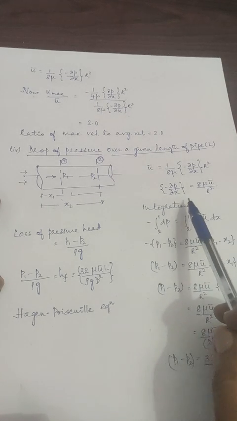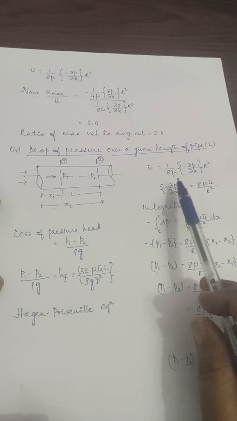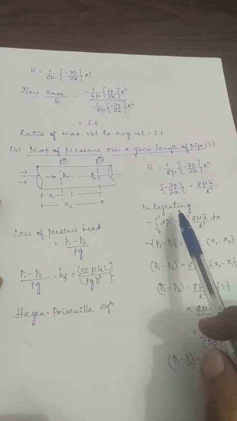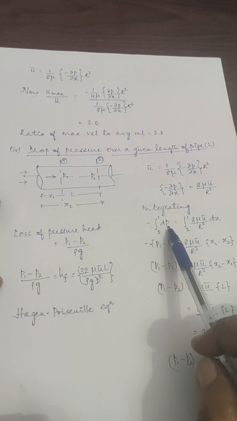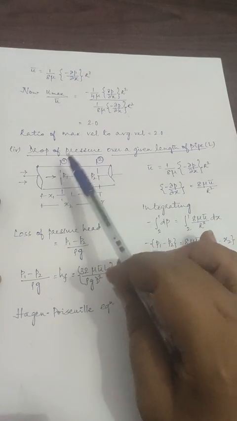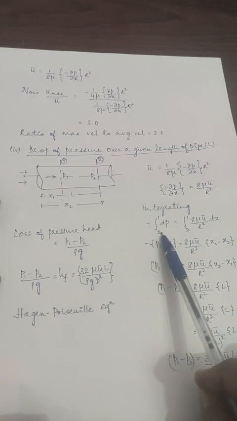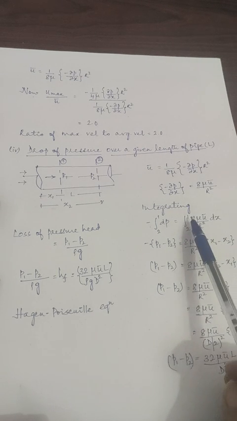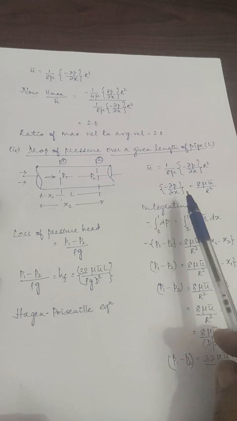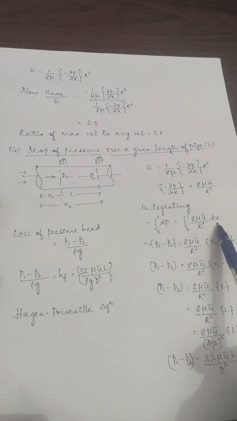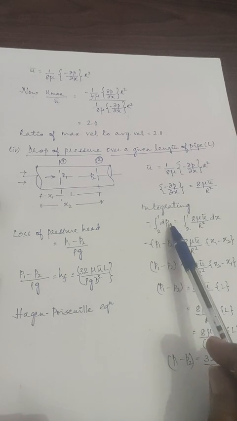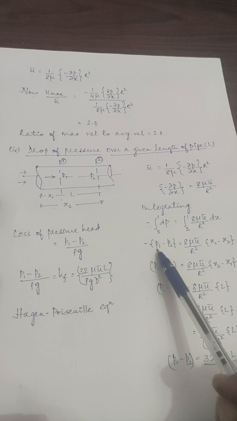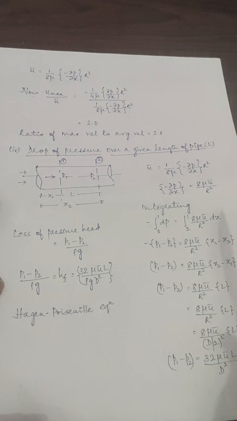Now integrating this, the integration of minus del P by del X: minus is taken outside, integration of dP. We have the two sections 1 and 2, which is what we have written here. Here also integration with the limits 1 and 2. Then this dx is taken to the other side. So integration of dp is p. Substituting the integration limits, we have p1 minus p2 here.